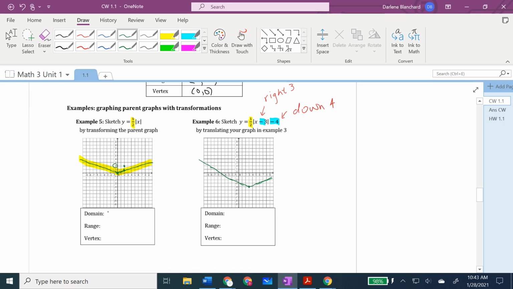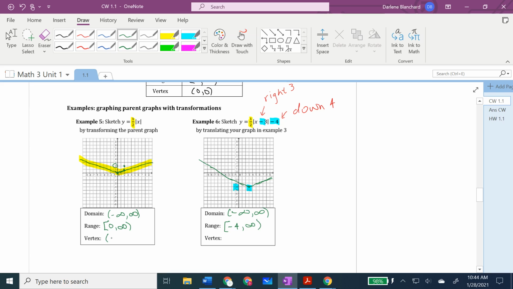Now, the domain is -infinity to infinity no matter how I change this graph. When I do the multiplication, as long as I'm multiplying by a positive number, the range will not change. But when I vertically move the graph, that will cause the lowest point to change. Now the lowest point is -4, and then it goes to infinity.